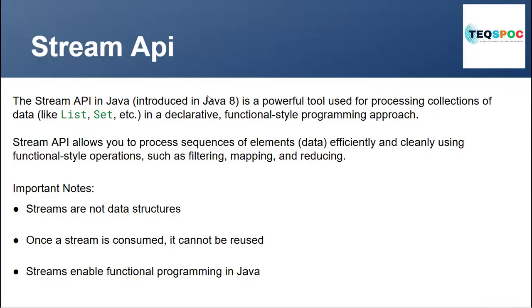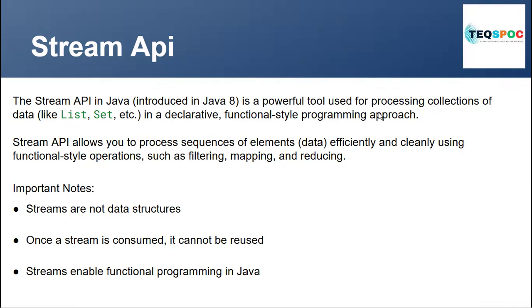Let's start with what the Stream API is. Stream API was introduced in Java 8 onwards, and it is a powerful tool used for processing a collection of data. Collection of data means the data stored in a list, set, or queue. If you want to modify or edit it, then we use the Stream API.